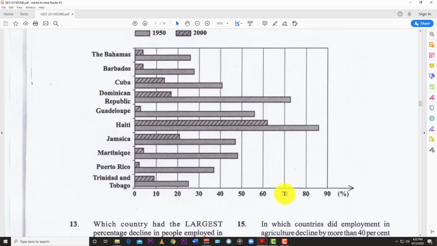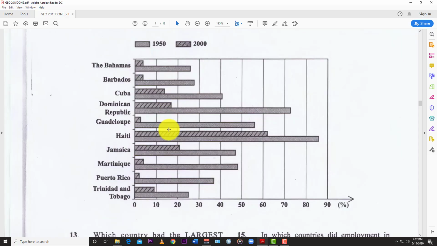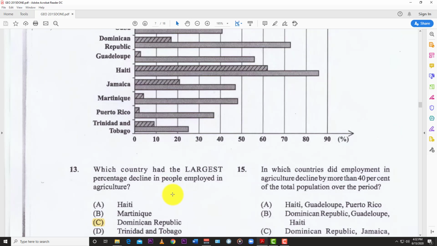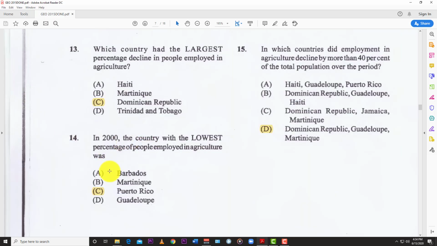In 1950, it was all the way up to over 70%, maybe about 73, 74. And then in 2000, it was about 18% or something like that. And so they had the largest decline, moving from 1950, which was all the way over 70, to 2000, which is about 16-17% right there.